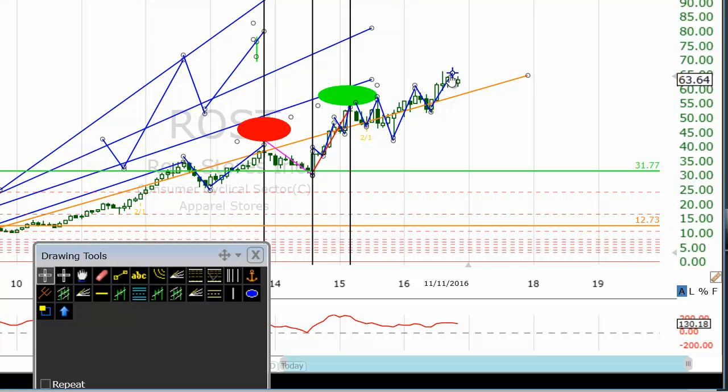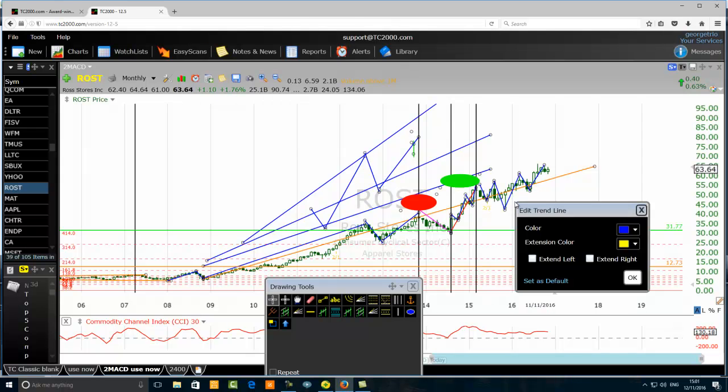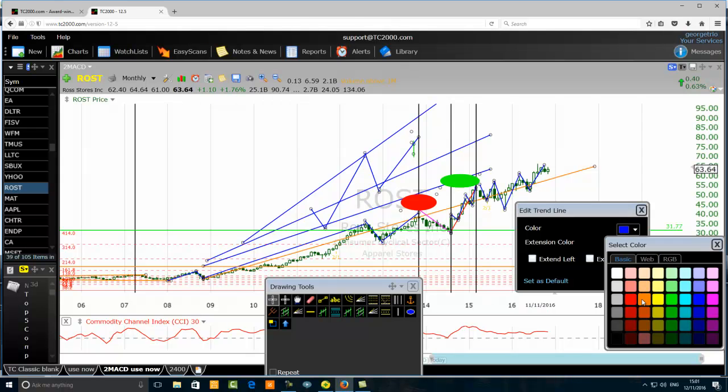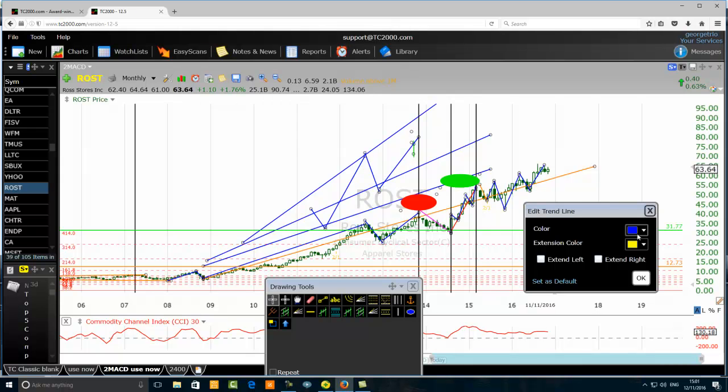And this is an expanded flat correction. So how do I know that it's an expanded flat correction? Because we went above the high of the 5th wave. The expanded flat correction usually takes place at the end of the 5th wave. Usually, but sometimes you may see it even during the 4th wave. But here, you see 1, 2, 3, which I like to color in orange.